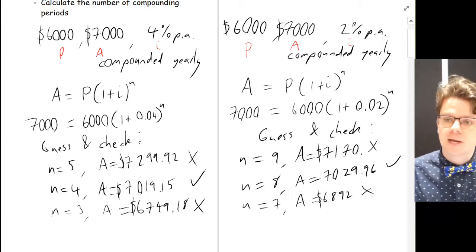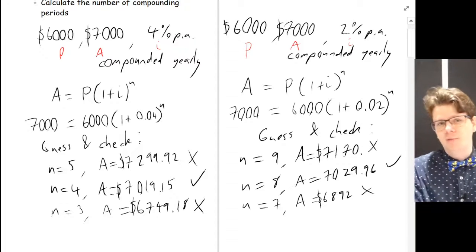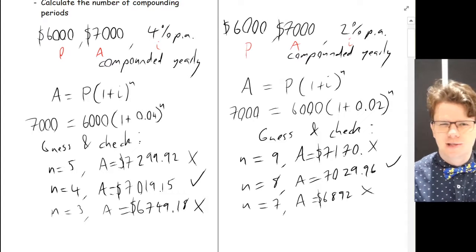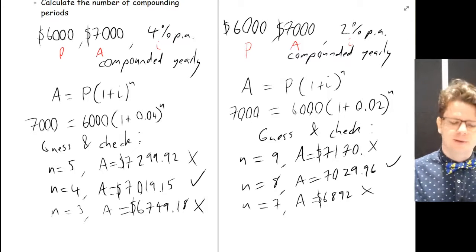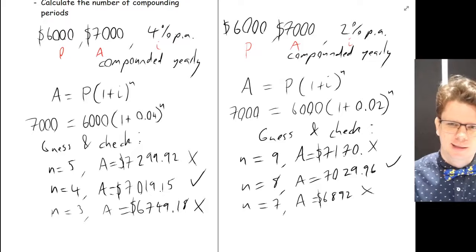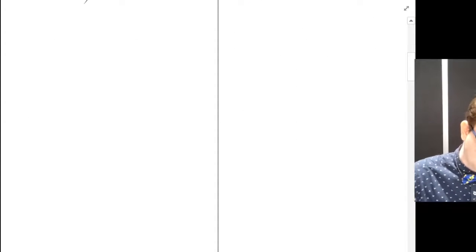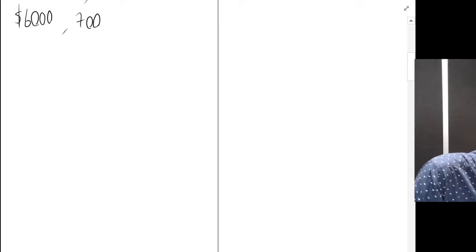Alrighty. So that's how to do guess and check properly. One problem though, if I change those compounding periods, it's going to mean that our information is a little bit different, and my answers are going to be a little bit different as well. I'll show you what I mean. I'll keep it much the same. $6,000. I want it to become $7,000.